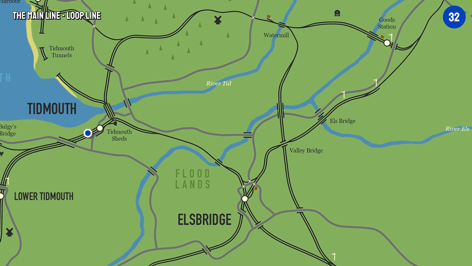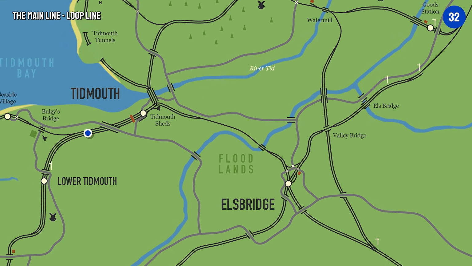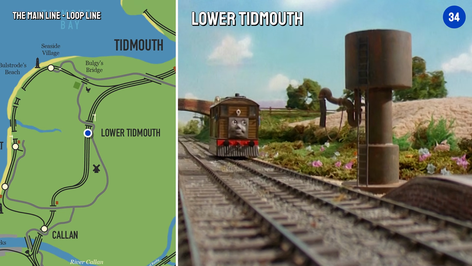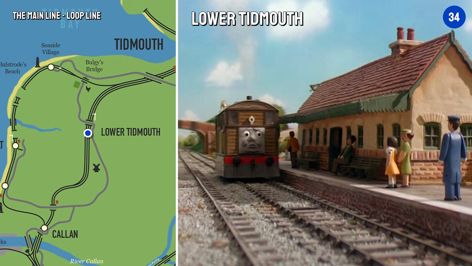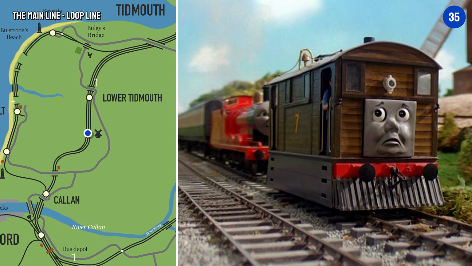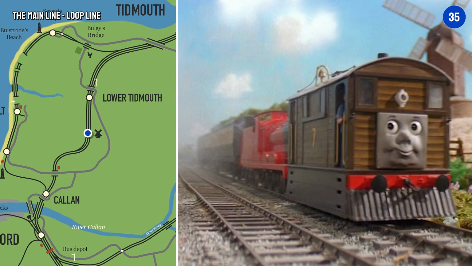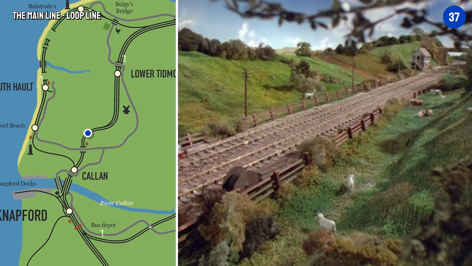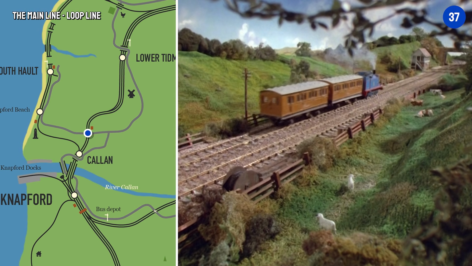The main line gains its 3 tracks again and heads south for Knapford. There's a bit of a stretch of track before passing through Lower Tidmouth and onwards. Some while after Lower Tidmouth is the stretch of main line near a windmill that Toby ran out of water on. After this bit, the line converges into 2 lines and passes under the bridge from the show's intro sequence.